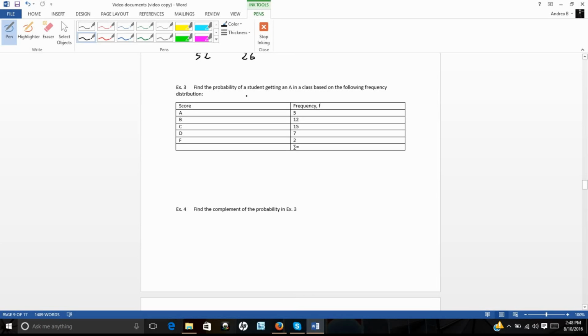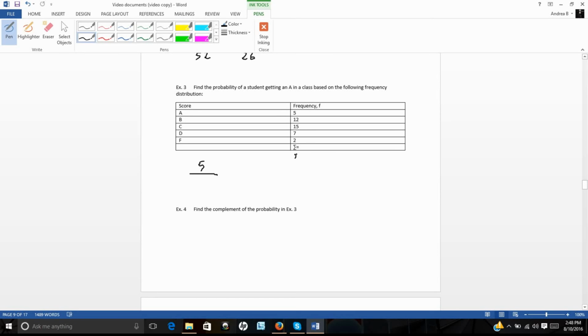For the next one, we have to find the probability of a student getting an A in a class based on the following frequency distribution. So here in this case, it says that there were 5 people that got an A, 12 that got a B, and so on. So to figure out our probability, we already know how many got an A. So we're going to have 5 out of, and then we always need to divide by the total possibilities for whatever's going on. In this case, our total is going to be what we get if we add up our frequencies, or the sum of our frequencies.